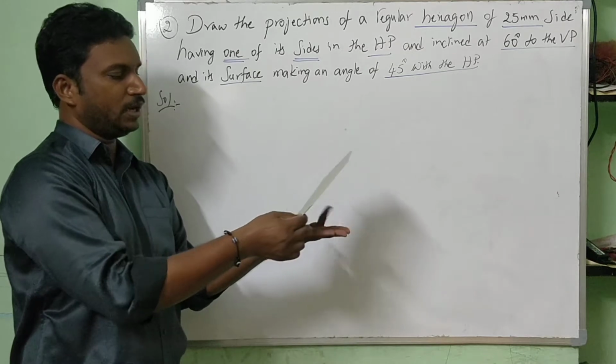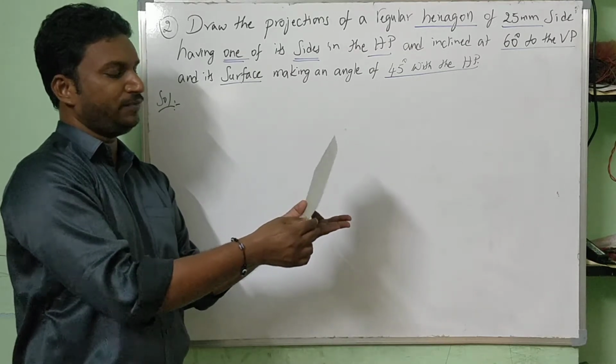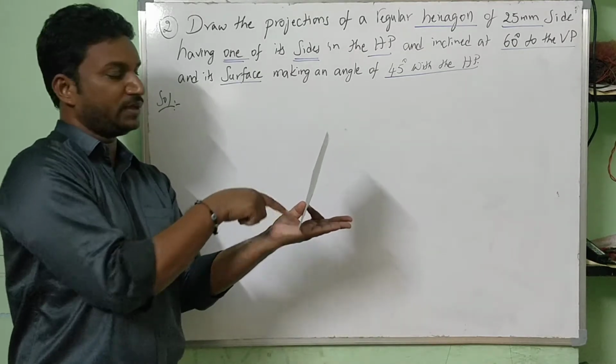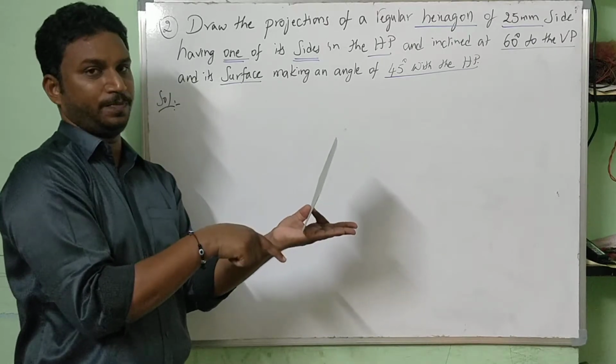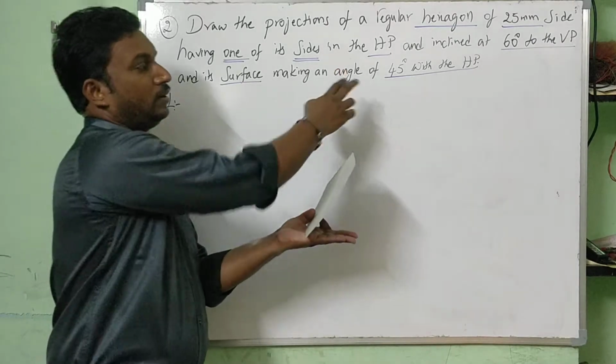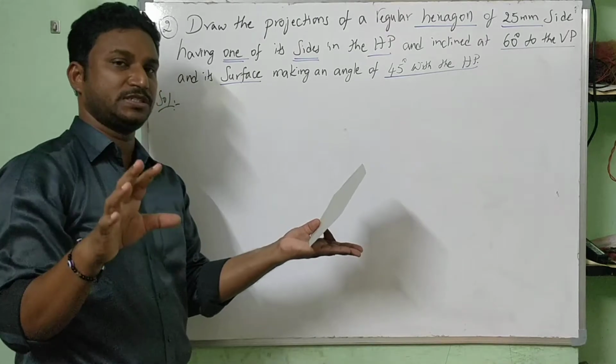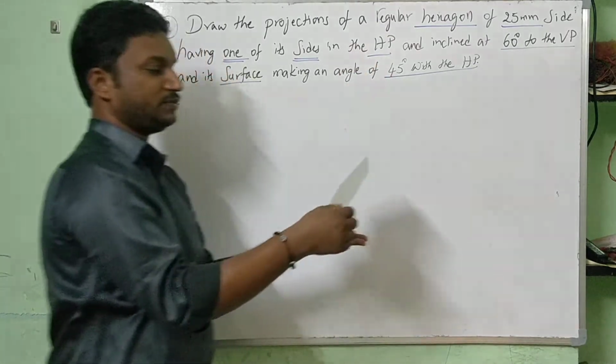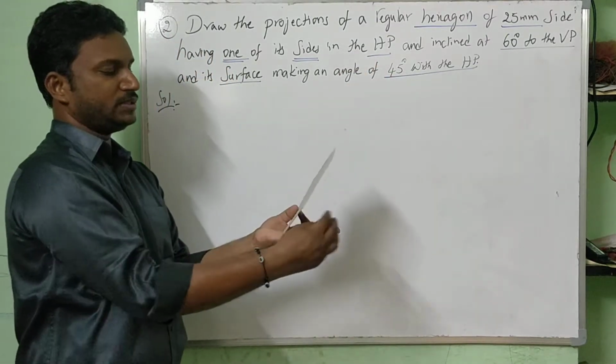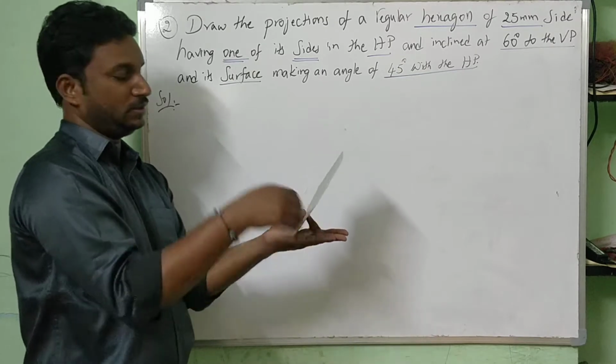Now if I lift it like this, you can satisfy the condition: one side is on HP. Now what is that again? I am considering the angle with the surface. What is that? 45 degrees with HP. When I lift it like this, here I can observe 45 degrees side.